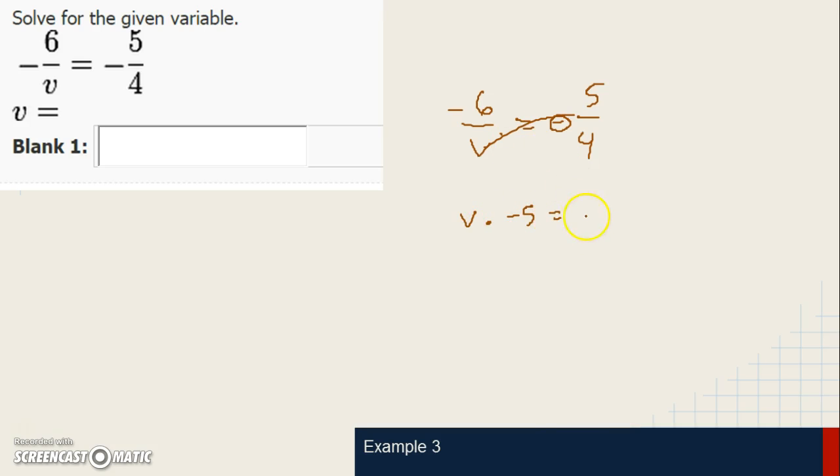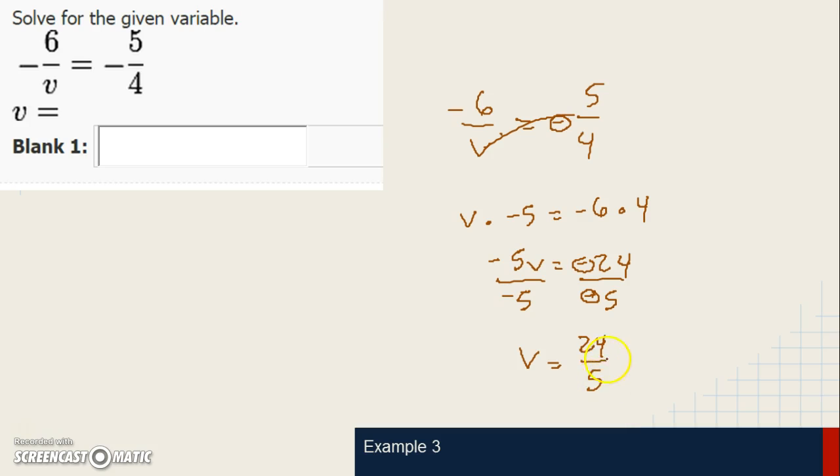equals -6 times 4. And here I have -5v equals -24. Now if I want to eliminate the -5, I know that I need to divide both sides, since it's being multiplied, and I am left with v equals, I know that a negative divided by a negative is a positive, 24/5.